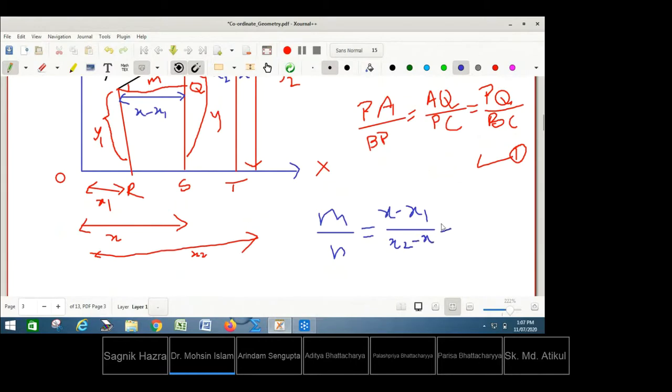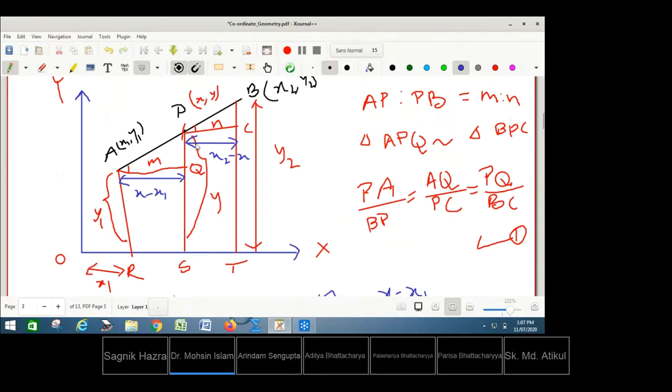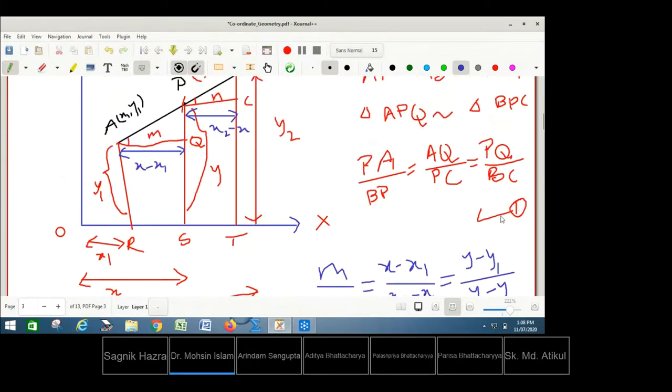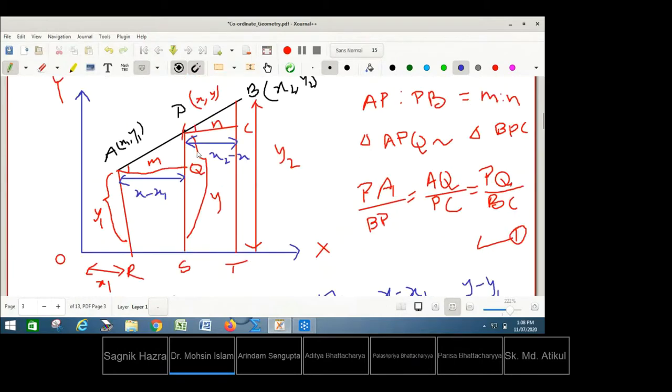Similarly, if you take the PQ and BC, your PQ is y minus y1, because this whole length is y and you are subtracting SQ, that is y1. So I'm writing, you verify from the diagram, y minus y1 by y2 minus y. Got it? So this is the ratio. This follows from 1 and from the diagram. You can easily check and verify this. It follows from the diagram only.